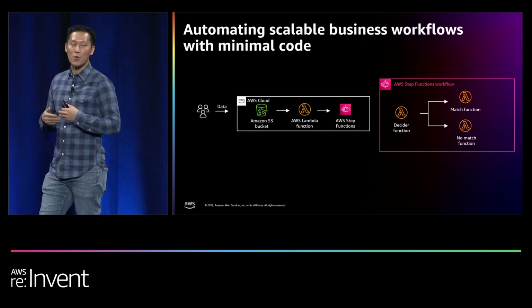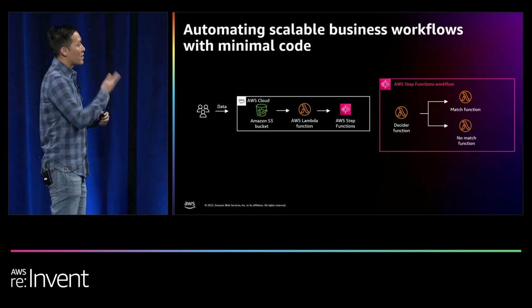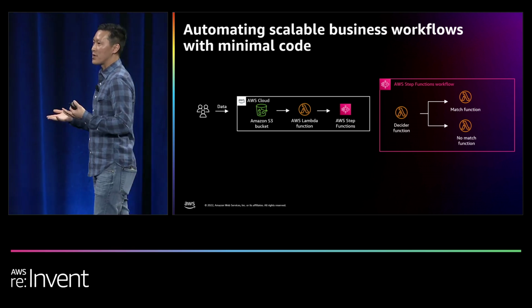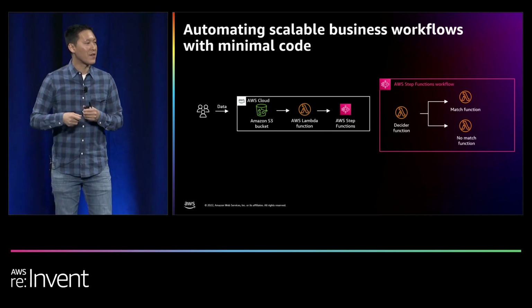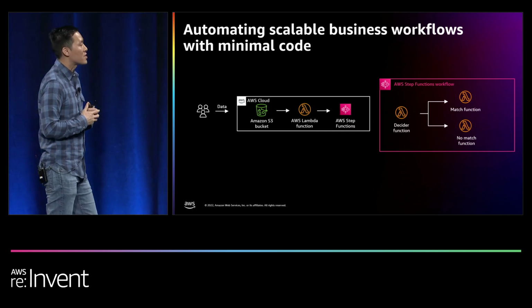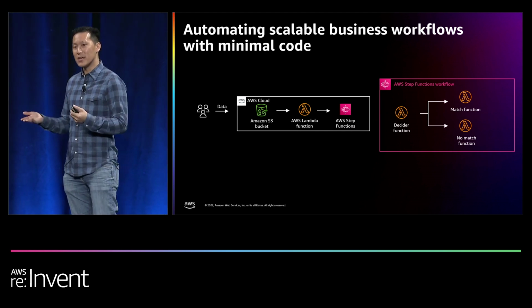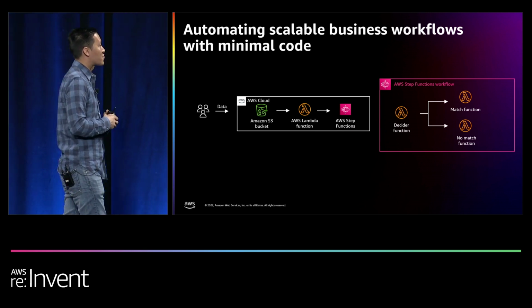So Step Functions is what we use for doing business type orchestration. So here's an example where, again, maybe we put a document or some type of artifact into our S3 bucket. We'll then use a Lambda function to trigger a Step Functions execution workflow. Now, in this example, let's suppose it's an image that you've put into the S3 bucket.